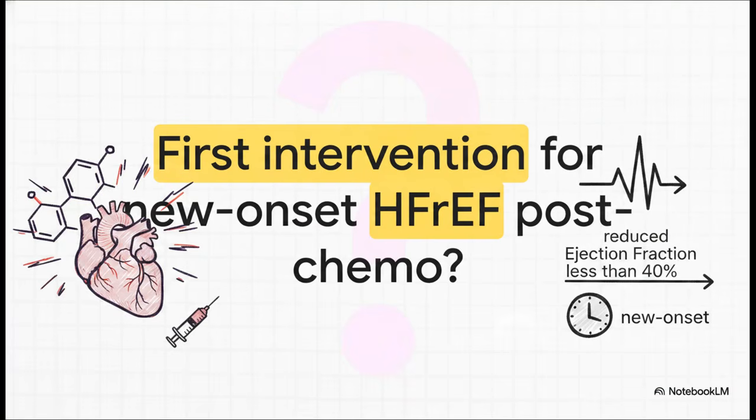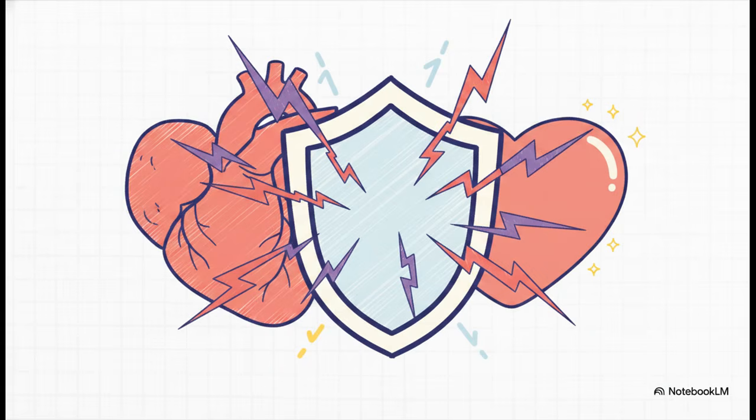Here's your next vignette. A stable outpatient presents with new-onset heart failure, meaning a reduced ejection fraction of less than 40% following recent anthracycline chemotherapy. What's the most appropriate first intervention? Take note of the specific trigger here. We have a toxic exposure from chemotherapy in an otherwise hemodynamically stable patient with totally normal vitals and zero signs of acute decompensation. The correct answer here is to initiate guideline-directed medical therapy with an ACE inhibitor, like lisinopril.